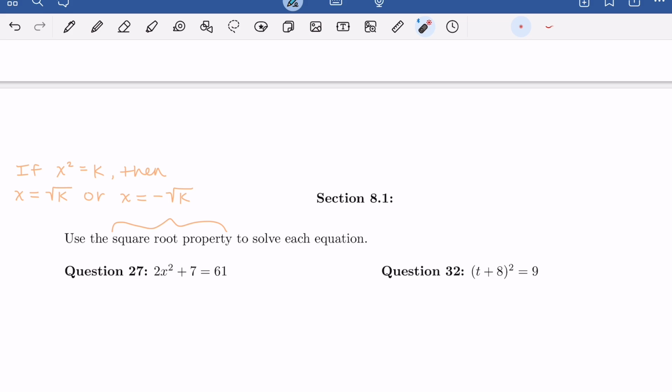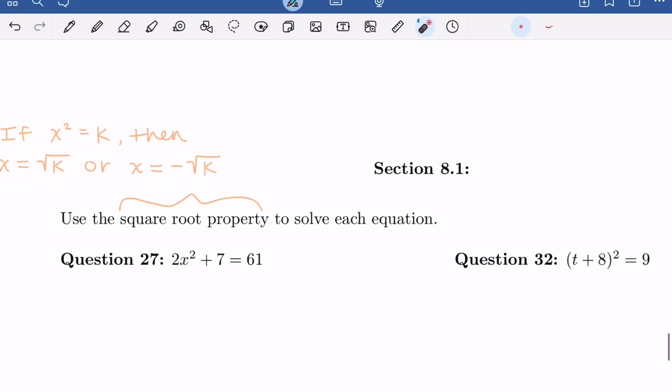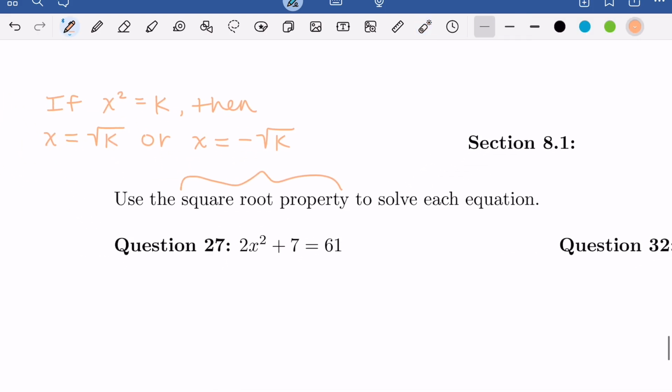First, we're going to start off with using the square root property to solve each equation here in questions 27 and 32. The square root property says that if x squared is equal to k, then x is going to be equal to the square root of k, or x is going to be equal to minus the square root of k. Now the justification for this property is in the textbook, so please check that out if you haven't done so already. So let's use this property to solve question 27.